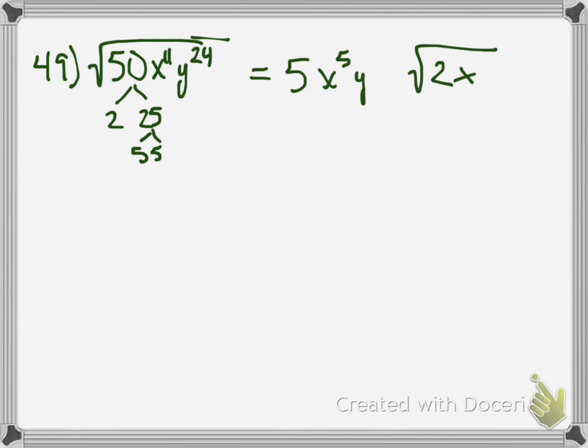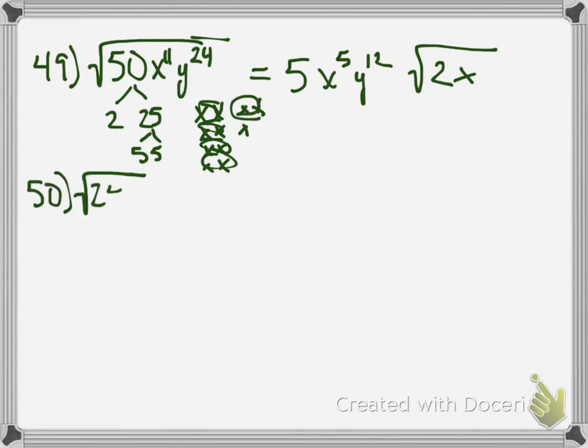Okay, so on the x's, keep in mind that with 11, I can make 5 pairs with 1 x left over. On the y to the 24, 24 divided by 2 is 12, and so there you go. And again, you could write those out and do 11 x's and go 1, 2, 3, 4, 5, 6, 7, 8, 9, 10, and 11. And I can see I've got 1, 2, 3, 4, 5 pairs with 1 left over.